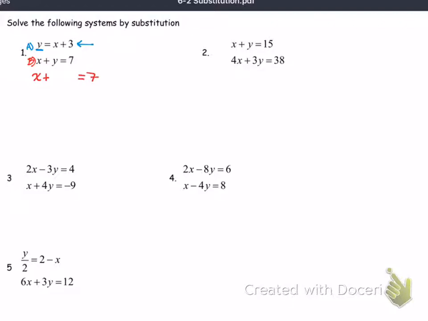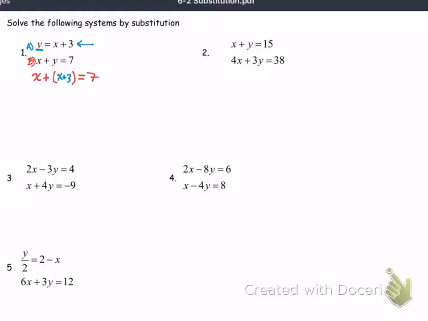Now, since in line A we solved for y, we can substitute the y in line B with x + 3, because in line A we are saying y and x + 3 are the same thing, so we can literally substitute those things. So in line B, instead of y we write x + (x + 3) = 7. Now what does that do for us? That makes it easier, because now we only have one variable.